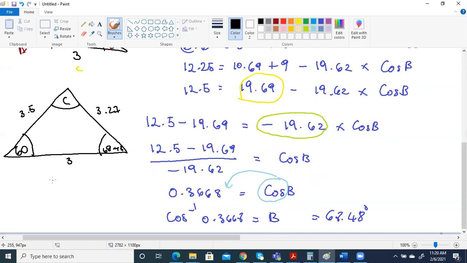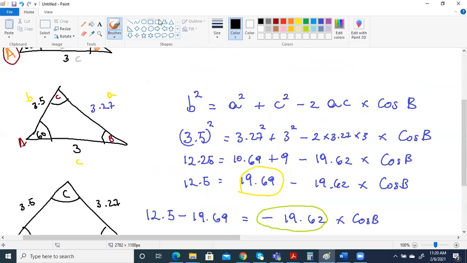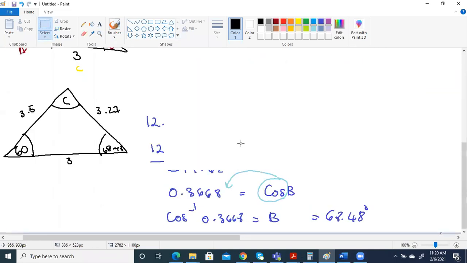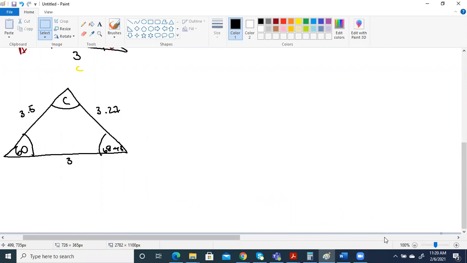All right, so this is what our new triangle looks like. We only have one thing left to find, which is angle C. How do you propose we go about finding angle C? Easy. Add both angles and then subtract it from 180 degrees.